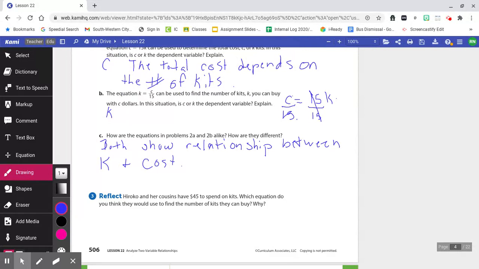Reflect. Hiroko and her cousins have $45 to spend on kits. Which equation do you think they would use to find the number of kits they can buy? Why? So hopefully you're going to do kits is equal to 45 divided by 15, because the cost is what we already know. They know the value for C. You're given the value for C, so therefore this solution would work. All right, let's go to the next page.